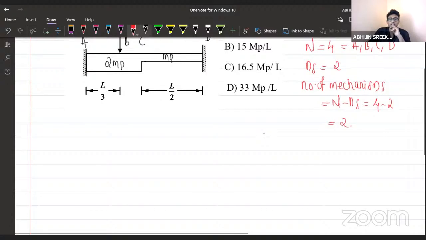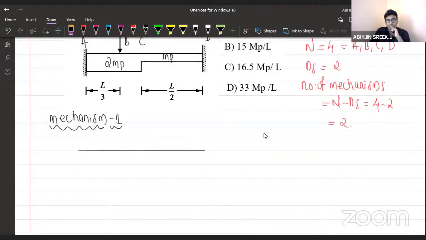So let us take mechanism number 1. I want you people to try this. I will also solve it along with you, but I want you people to solve this on your own. You can depend upon my solution, but only when you need this. First of all, let us consider it under the load. This is our first possible mechanism. Hinge is possible here, hinge is possible here, and hinge is possible here as well.